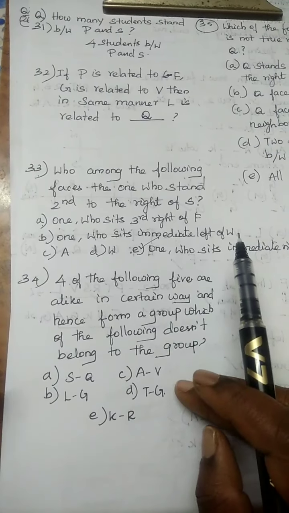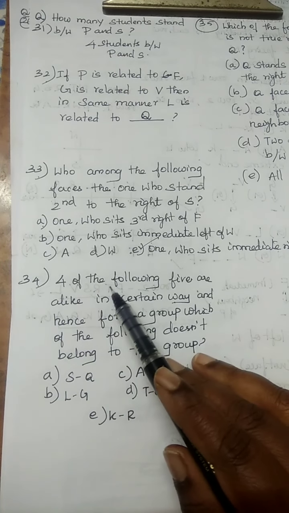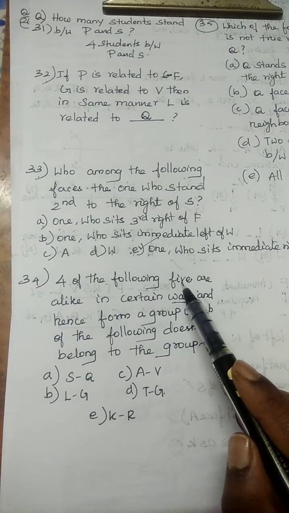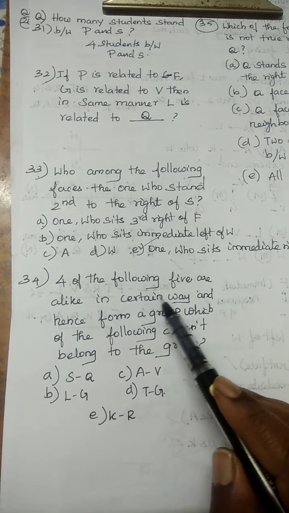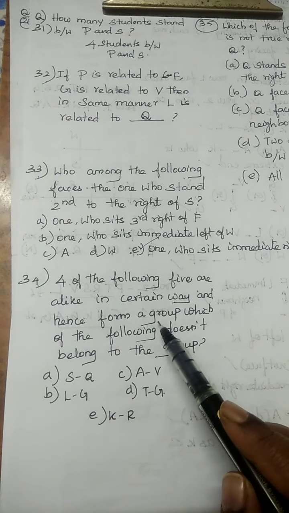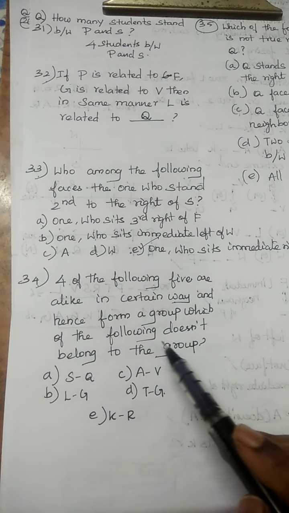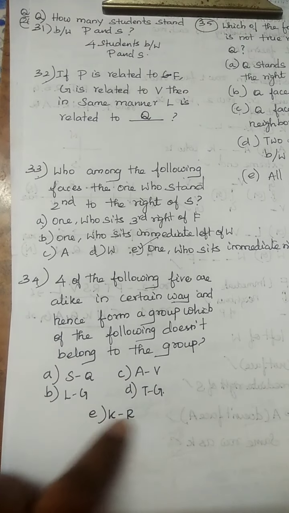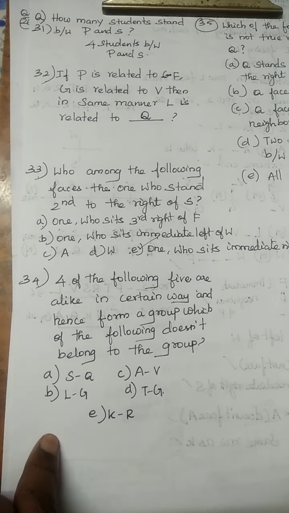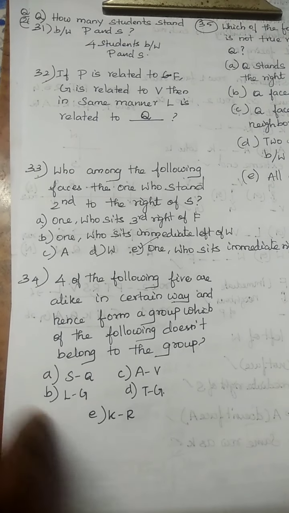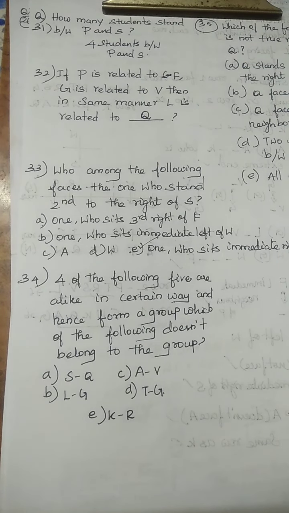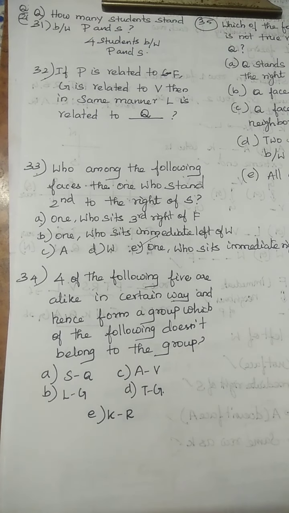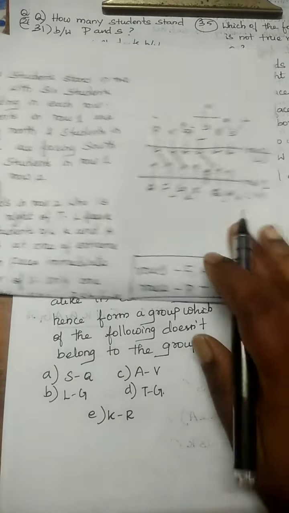Now we are moving to the 34th question. 4 of the following 5 are alike in a certain way and hence form a group. Which of the following does not belong to that group? That means from the given options, 4 options are the same in a certain way, but one is different, the odd one out. We have to find that one. Come on, let's find out the answer.